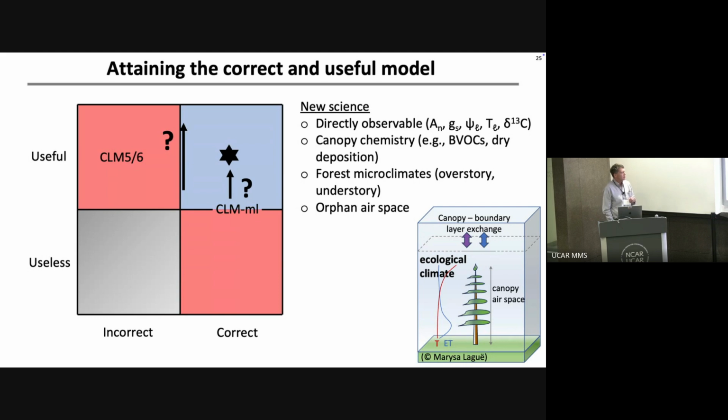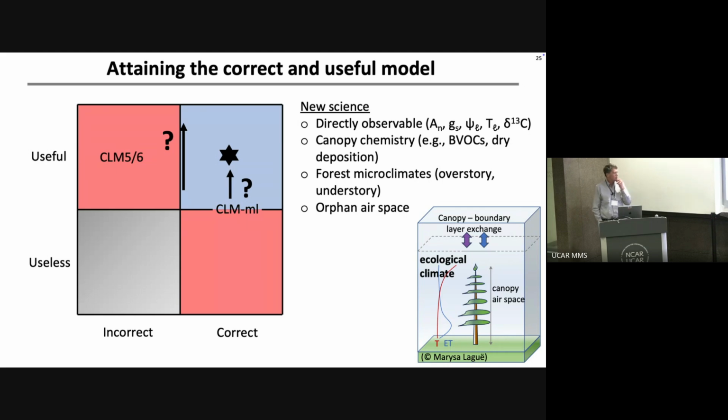And then something Marysa Laguë introduced was this idea of the orphan canopy airspace. When the CLM couples to the atmosphere, it has a lowest level. That level is typically something like 30 or 40 meters. There's air underneath that, but nobody treats it. CAM doesn't treat it, CLM doesn't treat it. It's this airspace that nobody deals with. And that's what she meant by the orphan airspace.